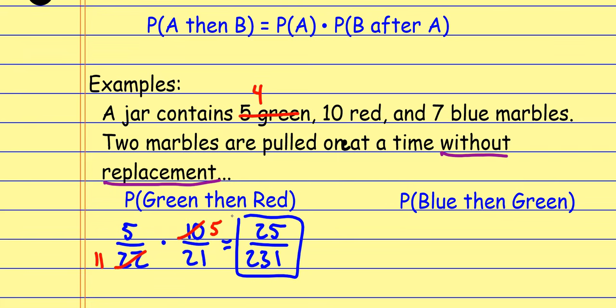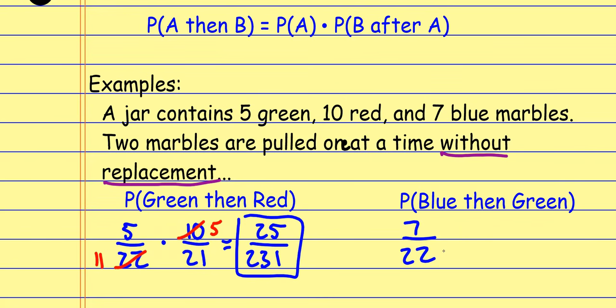So 25 over 231. Okay? But now I got to hit the reset button on this one. All right. So this one, the probability of a blue marble, then a green marble. So the probability of a blue marble, let's see, there are 7 blue marbles out of, once again, 22 total.